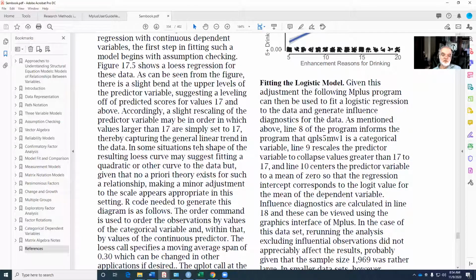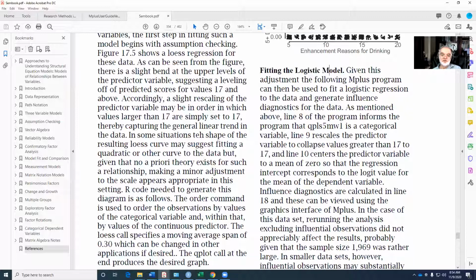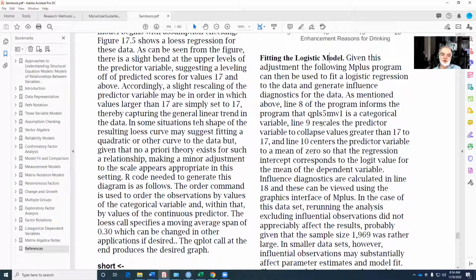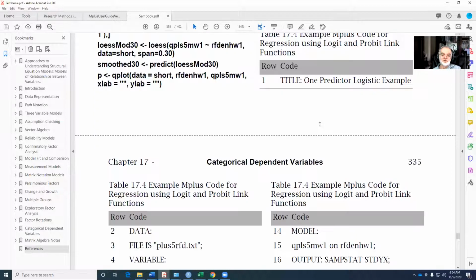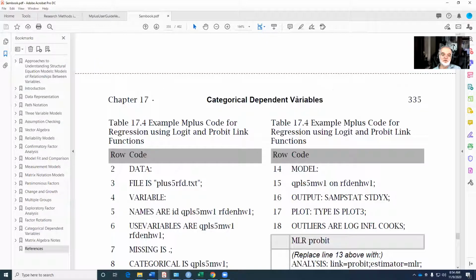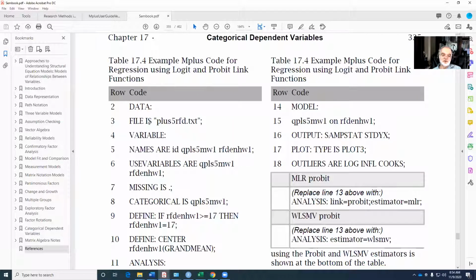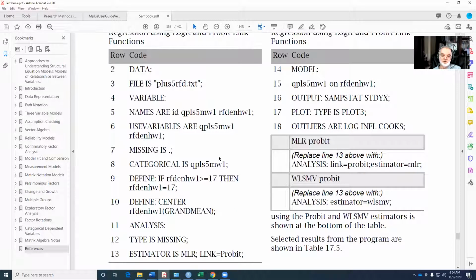And if I'm fitting this to a logistic model, here's the code that you would use if you were doing it inside of Mplus. Here's my data. Here are my variables. Here's a categorical variable. And what I did in here was to take the high values of the enhancement reasons and collapse them across. So if you score higher than 17, I made it into a 17.